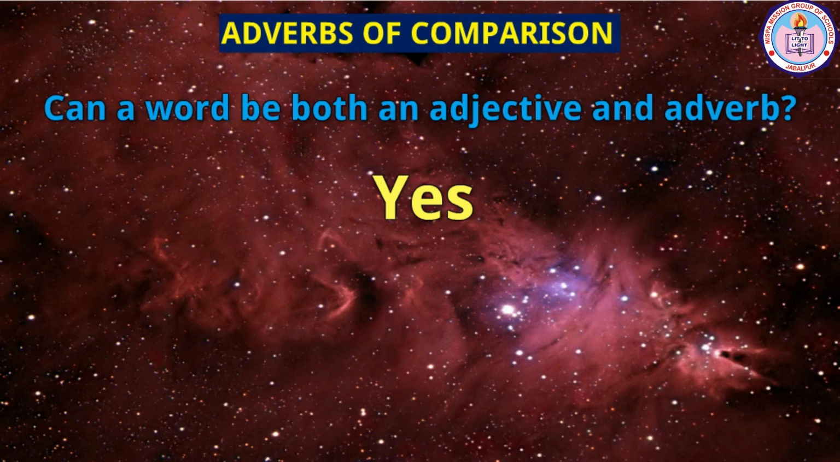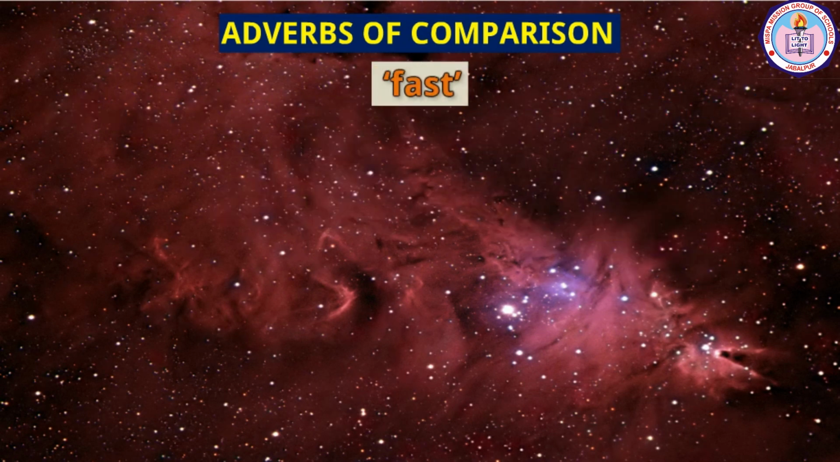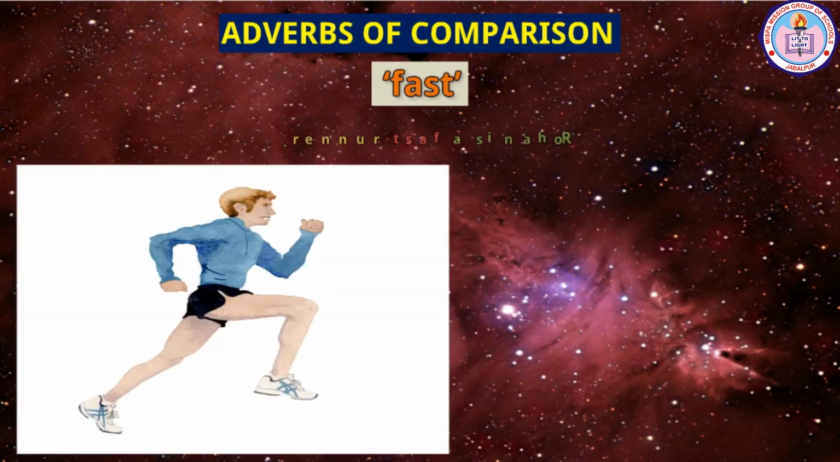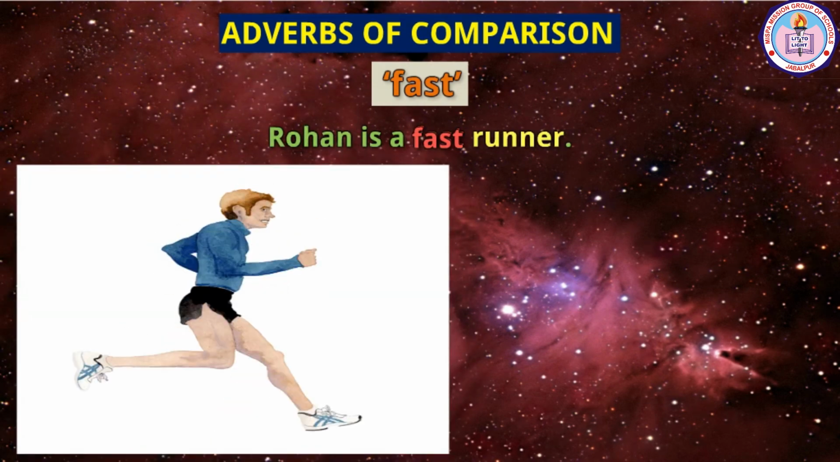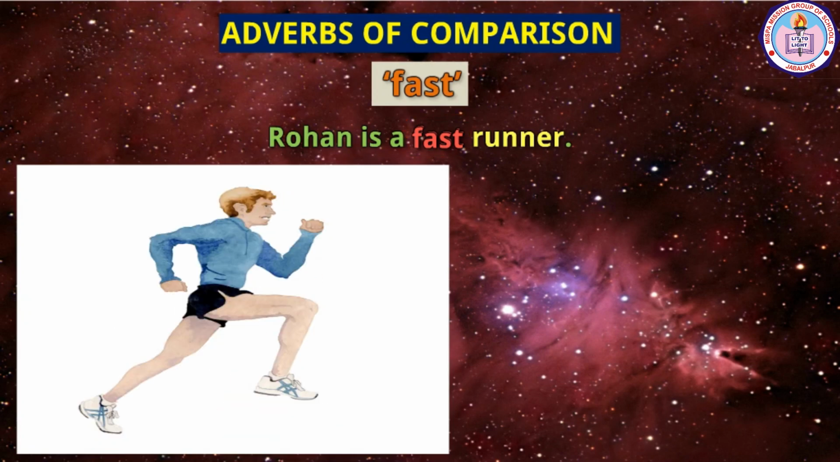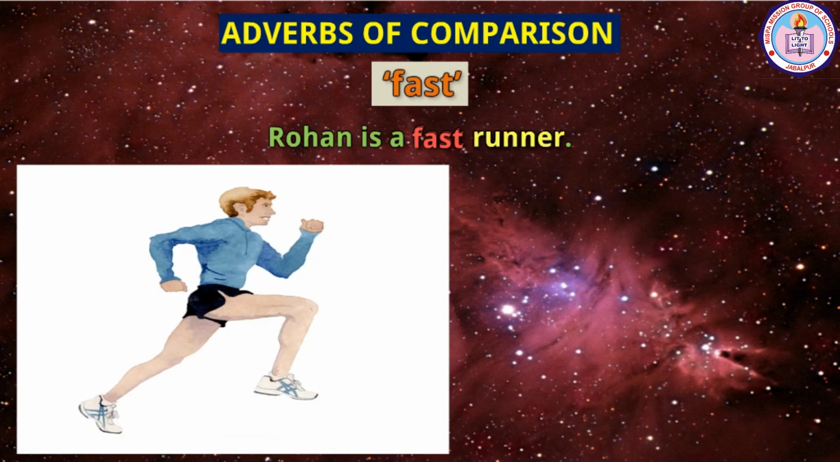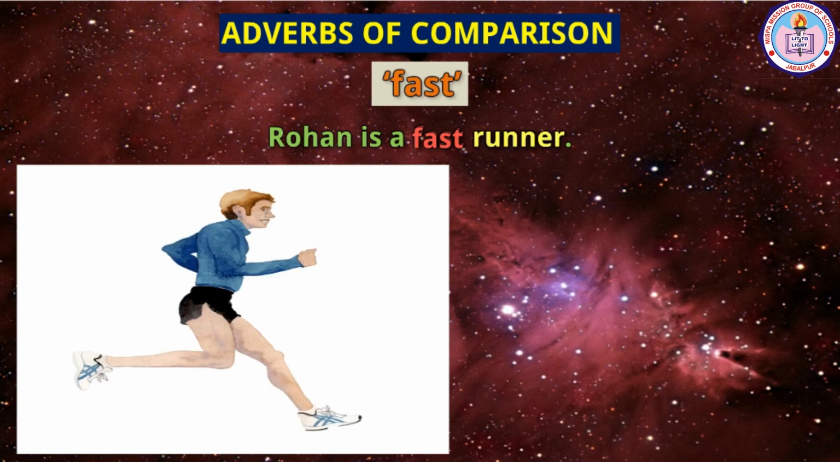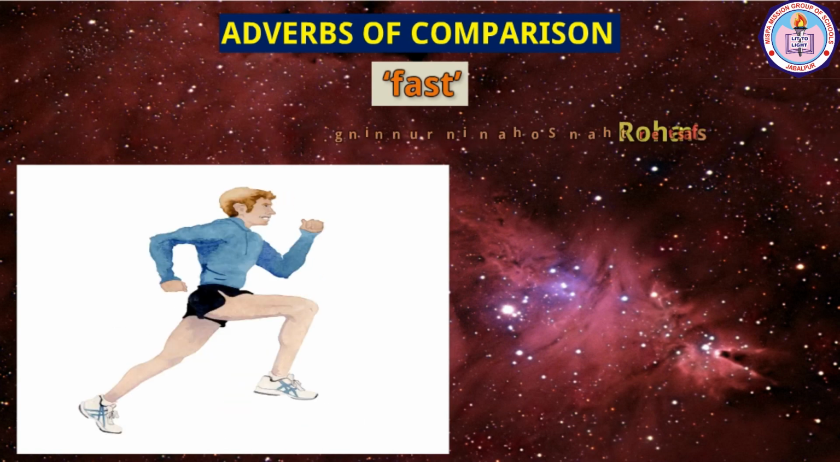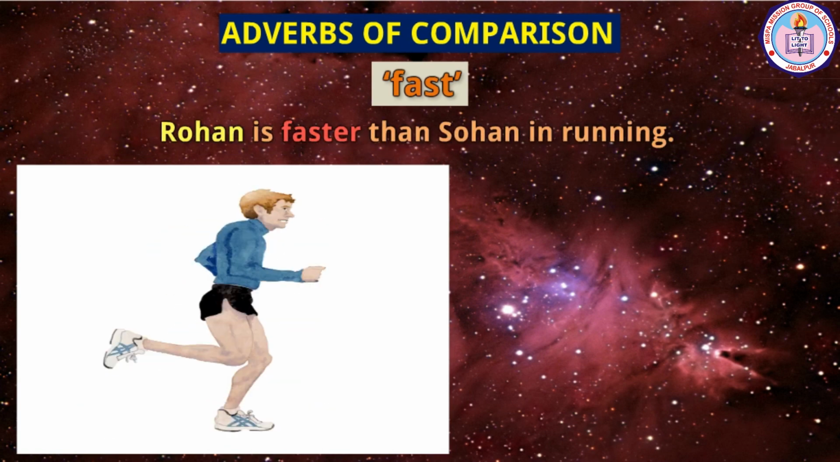Let us take one word, fast, and apply it in different sentences. Rohan is a fast runner. Here, fast is an adjective in positive degree and it describes the noun runner. There is no comparison of Rohan with anyone else. Rohan is faster than Sohan in running.